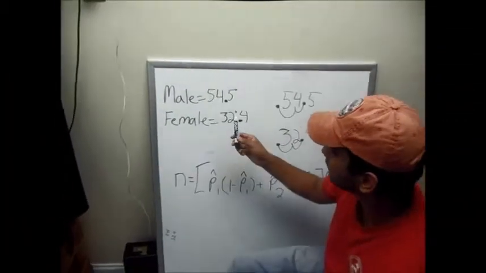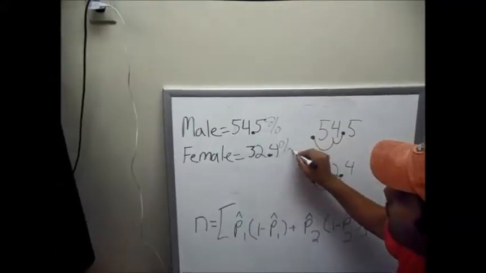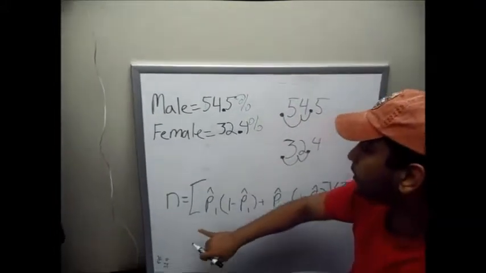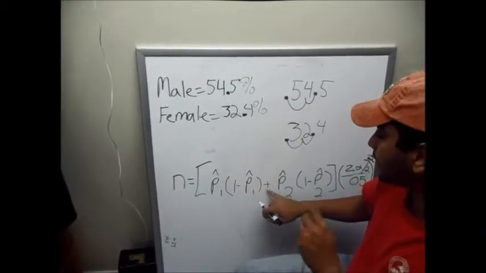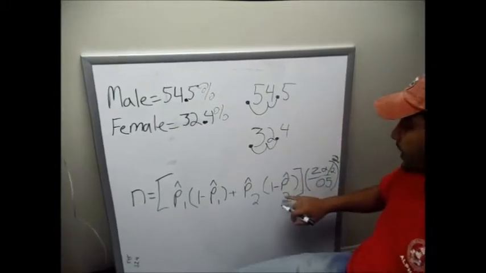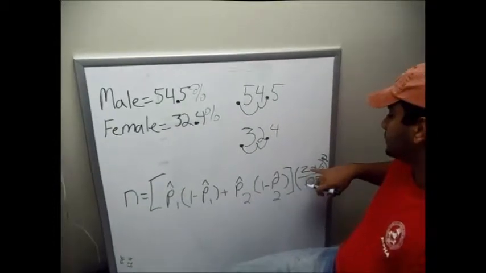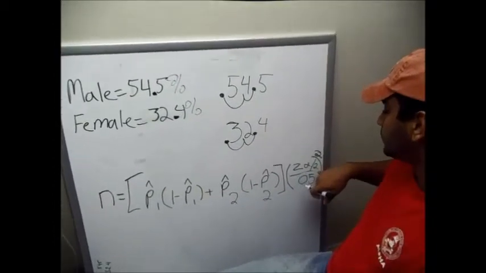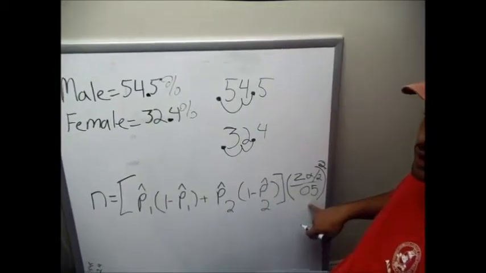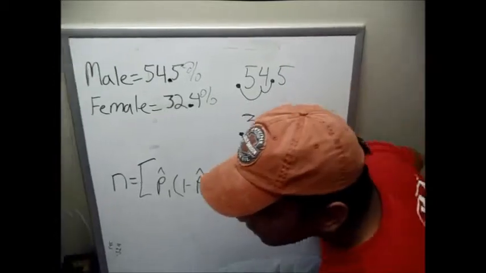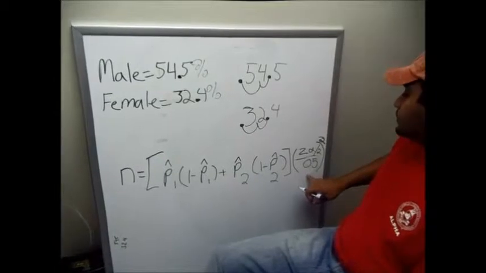From the problem, you know you have 54.5% male and 32.4% female. For our formula, n equals p hat sub 1 times 1 minus p hat sub 1, plus p hat sub 2 times 1 minus p hat sub 2. That whole thing, you multiply by the z critical value of alpha divided by 2, divided by 0.05, the estimation within 5 percentage points, squared.